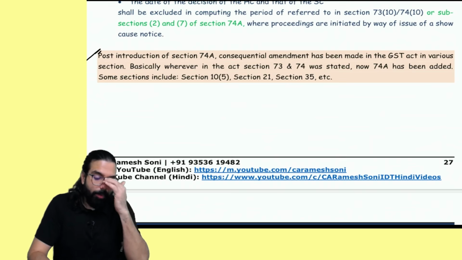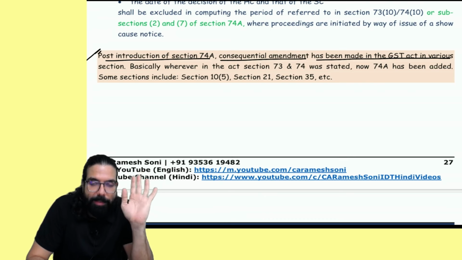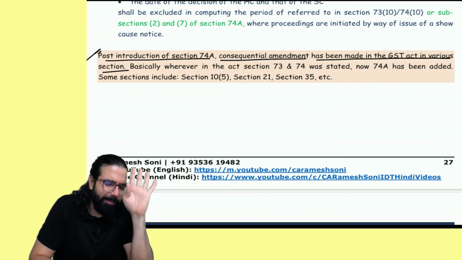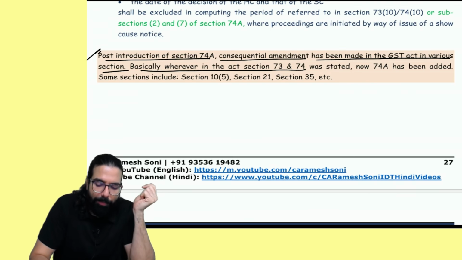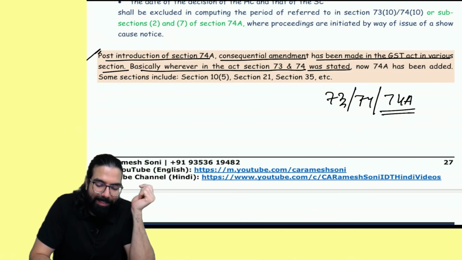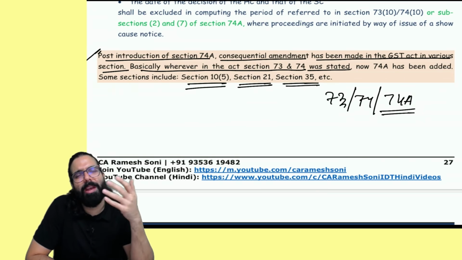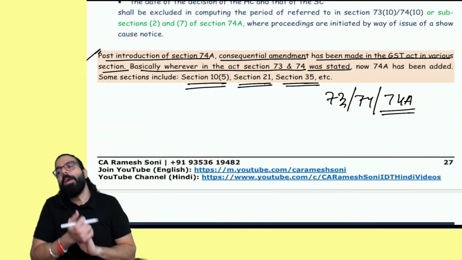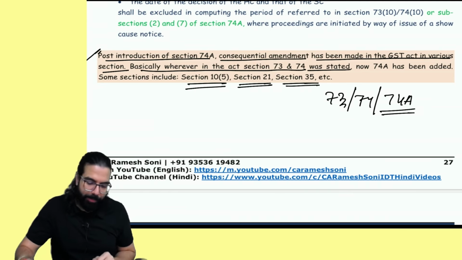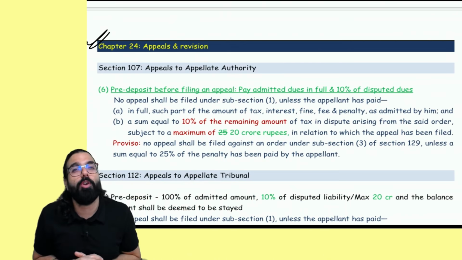And one more point which I have told you: post introduction of 74A, consequential amendments have been made in the GST Act in various sections. Basically, wherever 73 and 74 were stated, now you have to remember 74A is also there. Like Section 10.5, Section 21, Section 35 in the accounts and records chapter, everywhere where Section 73 or 74 was mentioned, now 74A is also mentioned. Appeals and revision: the amendment which has come is relating to pre-deposit.